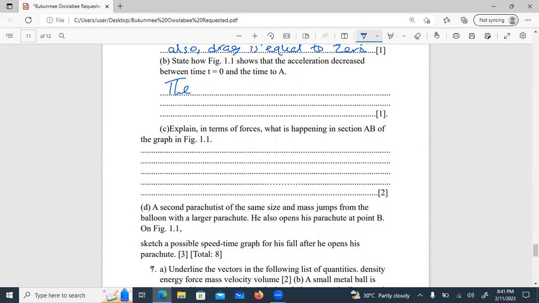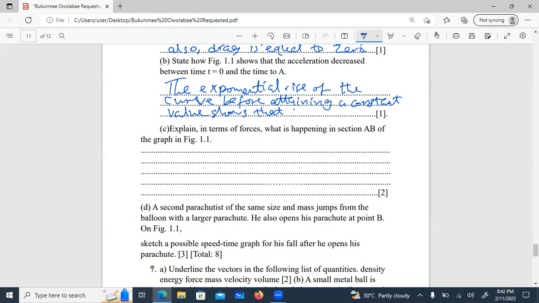So the exponential rise of the curve before attaining a constant value shows that acceleration decreases.